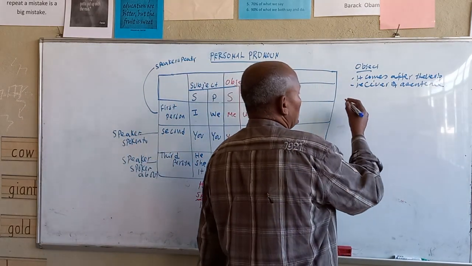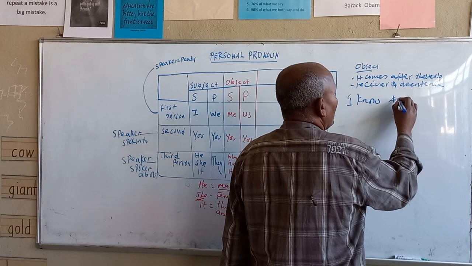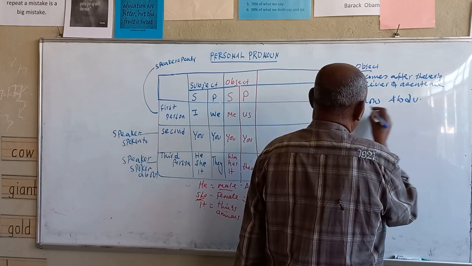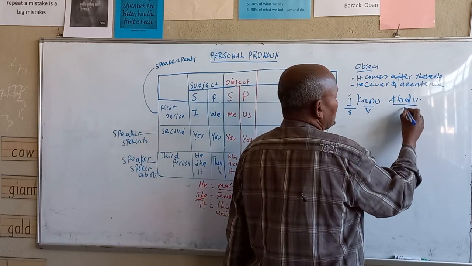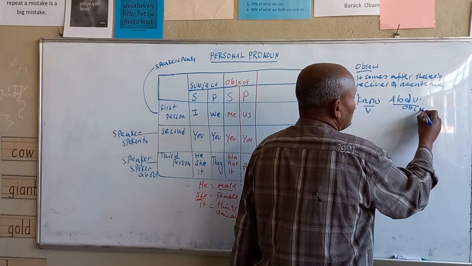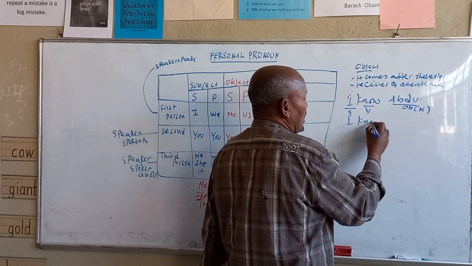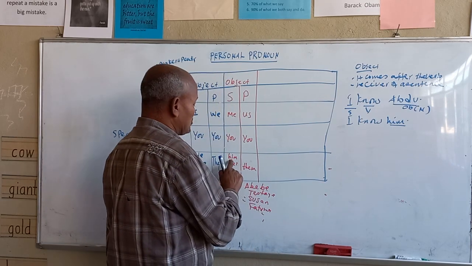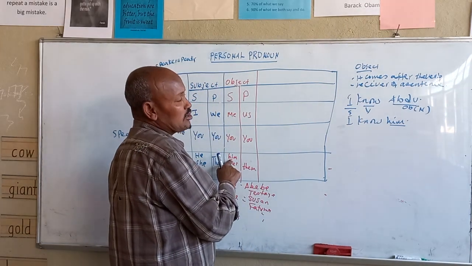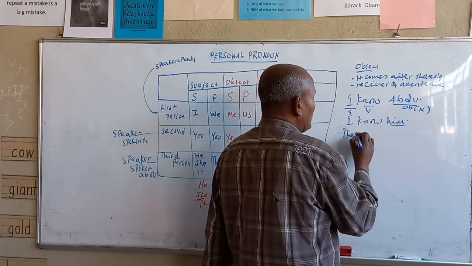Look at the example here: I know. This is the subject, and this is the verb, and this will be the object, which is called a personal pronoun or noun. So I can write: I know him. So him is third person, singular, masculine, right?